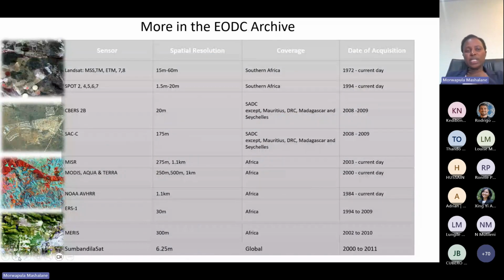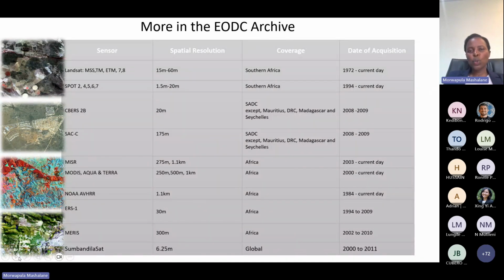So in addition to the data that we directly receive from the ground station, we also have an archive of imagery, which dates back to 1972. This imagery is acquired from Landsat, Spot, CBERS, and all the other sensors that are listed there, including SumbandilaSat, which is our first government-funded satellite.